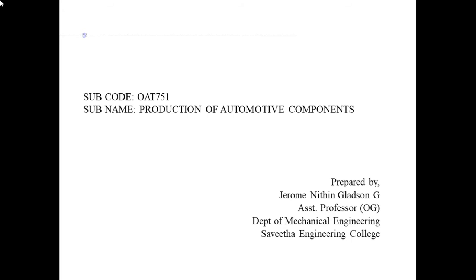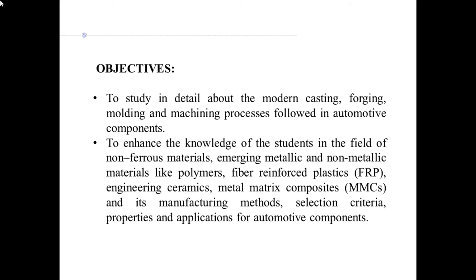We are going to see the subject Production of Automotive Components, which has a subject code of OIT 751. In this video lecture, you will be seeing what the course outcome and the course objective are, and what some of the textbooks and reference books are that you need to go through.